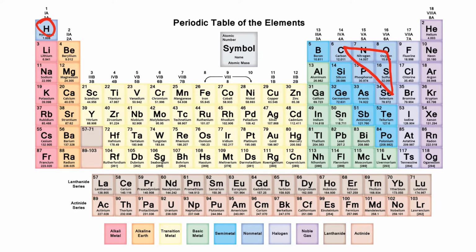For example, carbon is a non-metal. Carbon is just like charcoal. Another example is sulfur. Sulfur is a yellow colored powder, which is again a non-metal. So all these non-metals don't conduct electricity.